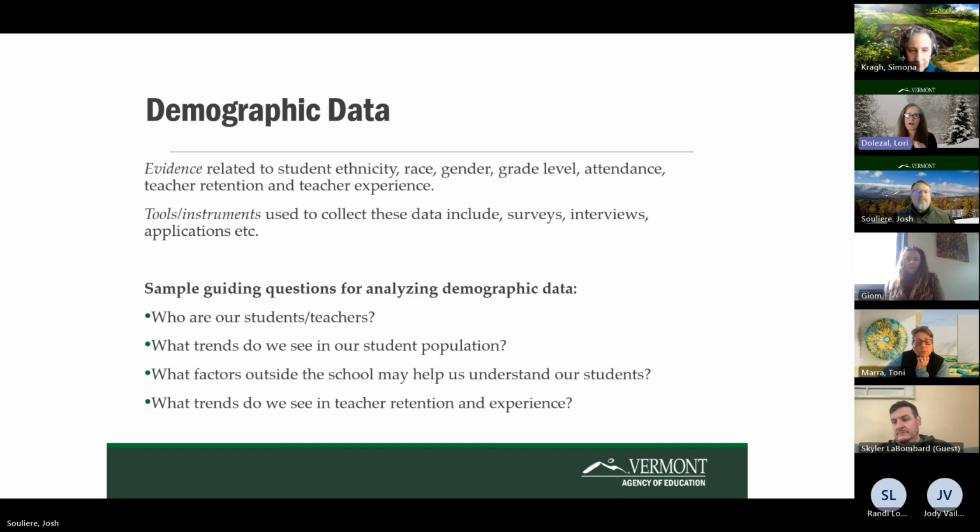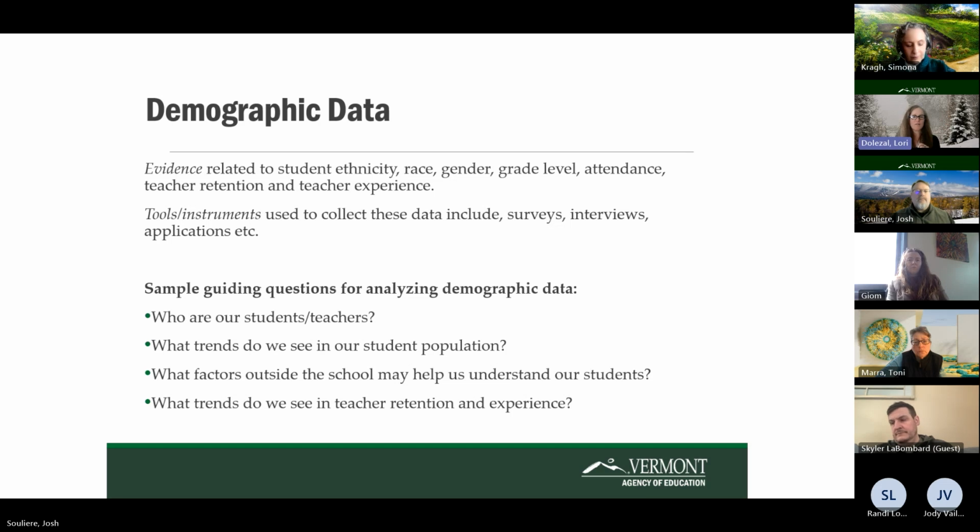So we'll start with the demographic data, and these data produce evidence related to things like student ethnicity, race, gender, grade level, attendance, teacher retention, teacher experience. And the specific measurement instruments you might use to collect these data include, but aren't limited to, things like surveys, interviews and applications of many of the demographic components you collect on a yearly basis.